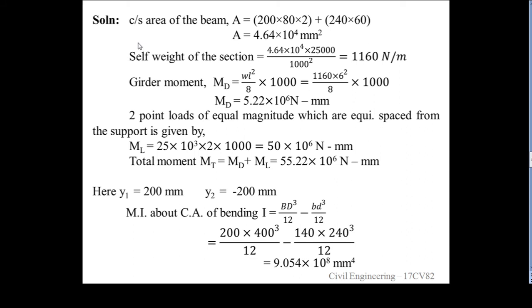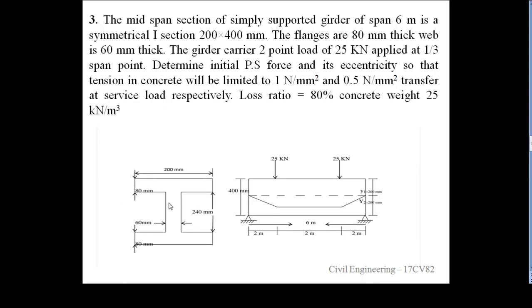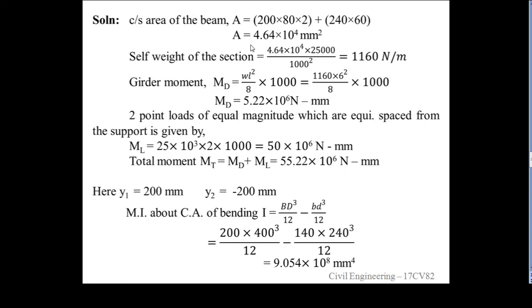Then solution of this problem: the cross-sectional area of the beam A is equal to 200 into 80 into 2. What is this 2? That is symmetrical I section. In the previous problem also we discussed: here 200 into 80, 200 into 80. This is 60 into 240. That gives A value 4.64 into 10 raised to 4 mm square. Then self weight of the section is equal to 4.64 into 10 raised to 4 into 25,000 divided by 1000 square, which is equal to 1160 Newton per meter.